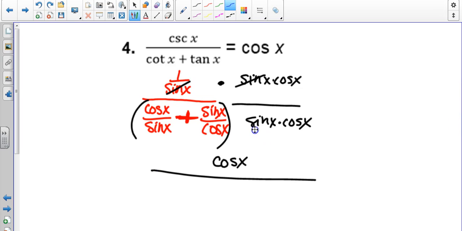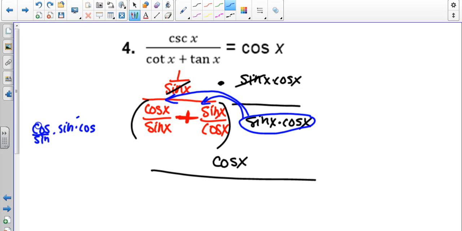1 times cosine is just cosine. All right, on the bottom, this has to distribute to both of these, the whole thing. Okay, cosine over sine times cosine. Cosine squared. I'll write it over here if you need me to. Cosine over sine times cosine. These sines cancel and I get a cosine squared. Are we good?